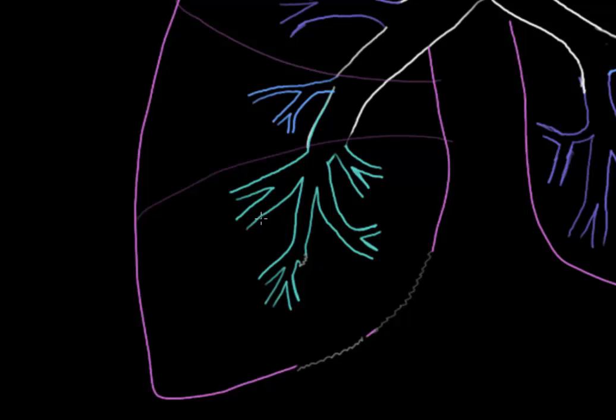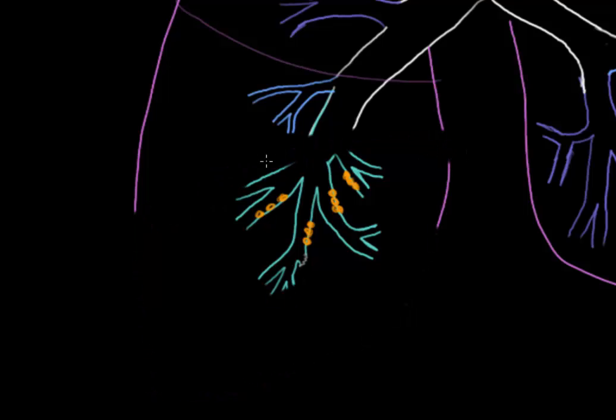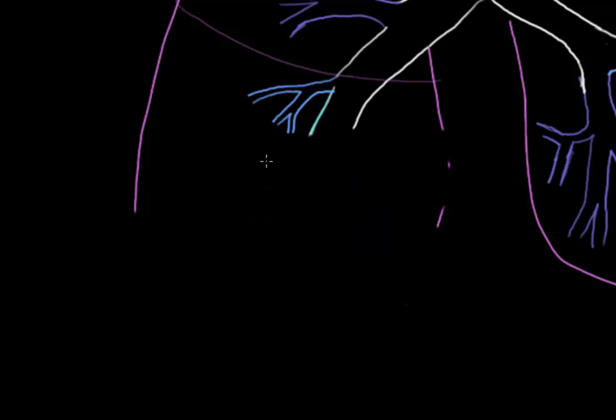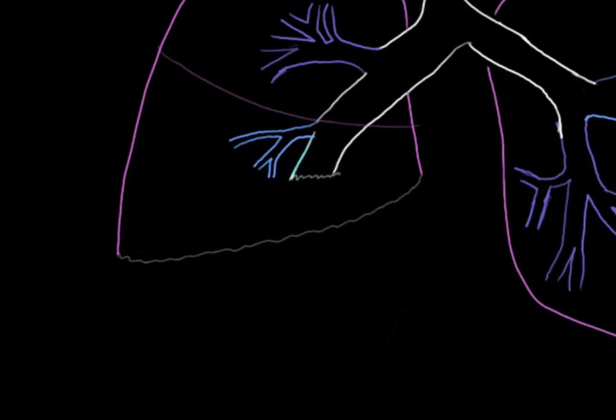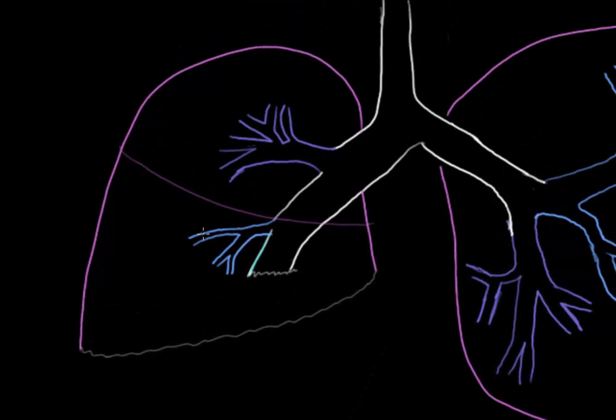But if the cancer cells were present in many of the segments that make up this entire lobe, then the surgeon will probably opt to take out the entire lobe of the lung. And again, he's going to sew up the lung tissue and close off the airways so that air isn't escaping into the chest.